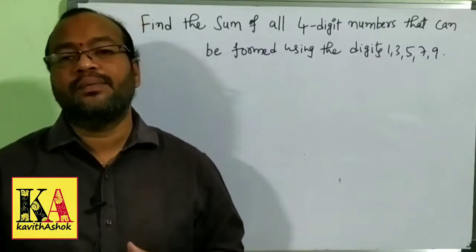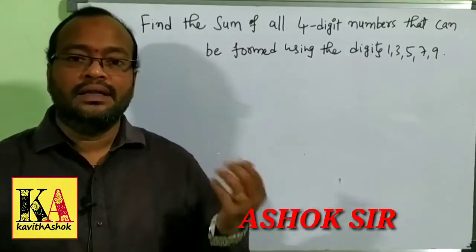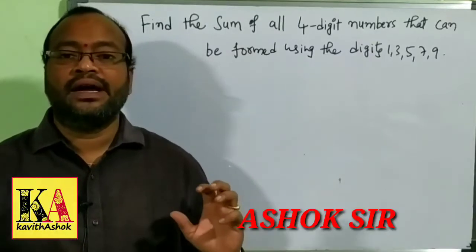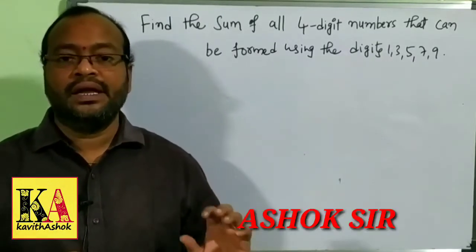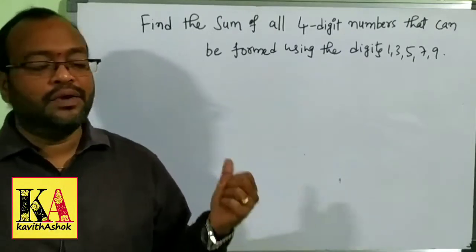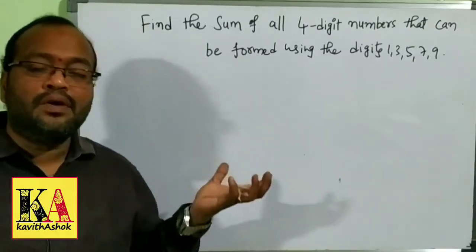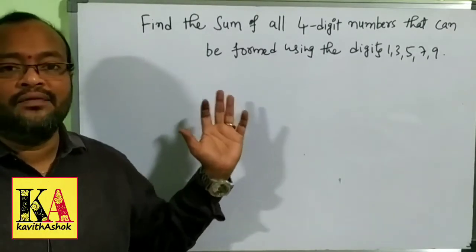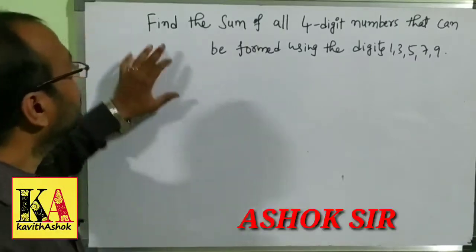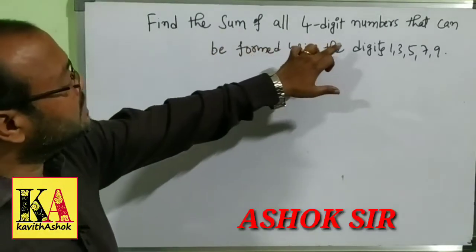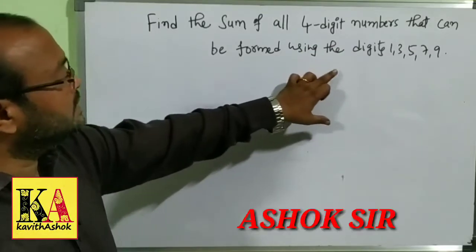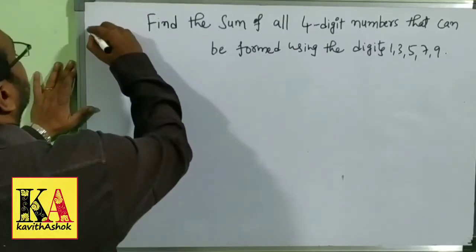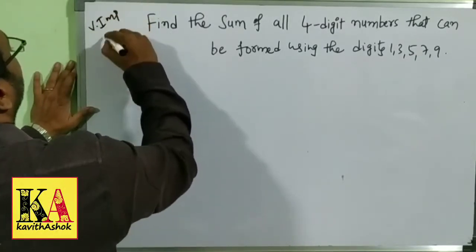Today we are continuing our permutation combination topic. In the last session we discussed some important concepts: divisible by 5, divisible by 4, 3, 2 as well as 25. Now we are calculating the sum of the 4-digit numbers. This is a very important problem for the annual exam. Find the sum of all 4-digit numbers that can be formed using the digits 1, 3, 5, 7 and 9. This is a gunshot question for 4 marks in the annual exam.